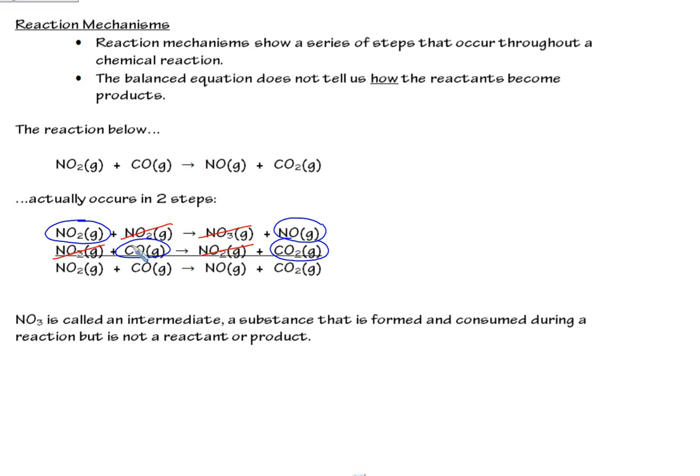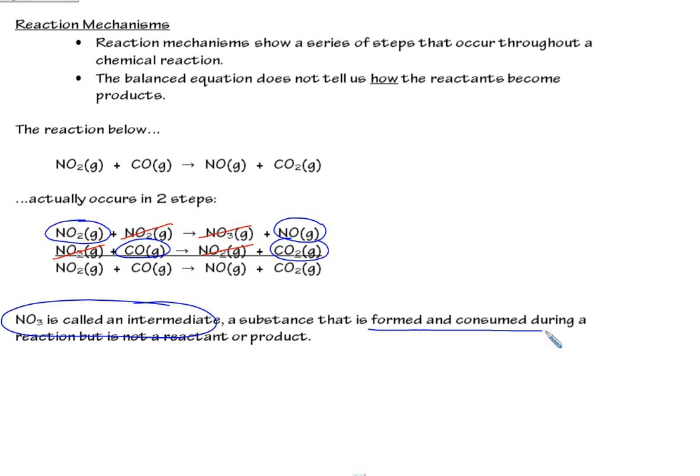But what's interesting about this mechanism is there are some particles formed and consumed that do not show in the overall balanced equation. For example, that NO3, that is nowhere in the overall balanced equation. It's formed and consumed. We call that an intermediate. It's something that's formed in an early step, but then it's consumed in a later step of your mechanism. So it's not really going to show in the overall balanced equation.